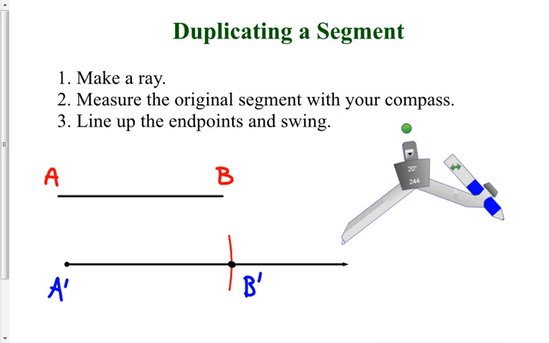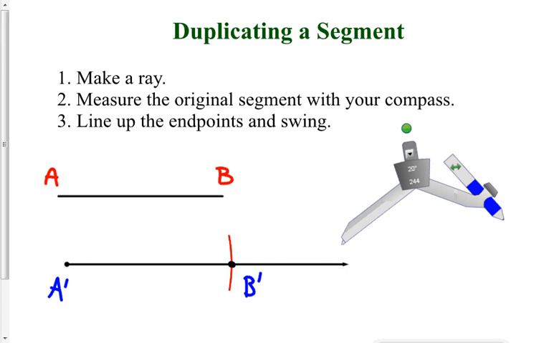I, of course, could call it whatever I want. I'm just calling it A prime and B prime to show that A prime corresponds to point A and B prime to point B. Using a compass does take practice. There's a certain skill in putting that compass in your hand and striking arcs correctly. So the more you practice, the better you'll get at it.